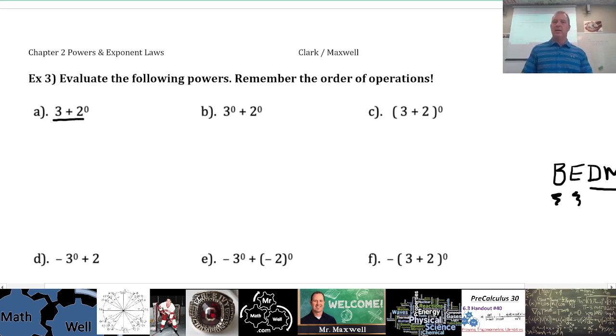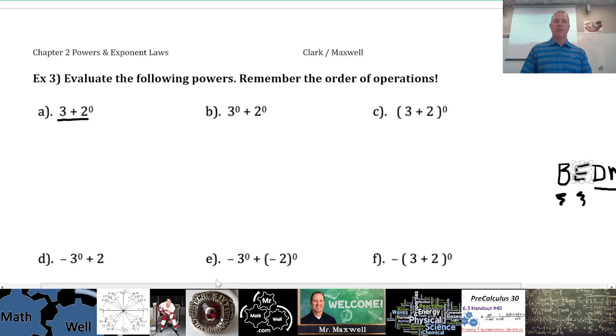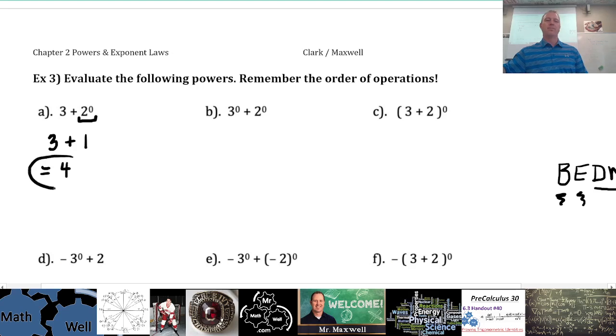No, and that's because addition is way at the end, and we have an exponent here. We have an exponent part that we should do first. So very good. We do not do 3 plus 2 first. We do 2 to the power of 0 first. And what did we learn that 2 to the power of 0 is? 1. So that's actually 3 plus 1. Very good. And the answer then is 4.